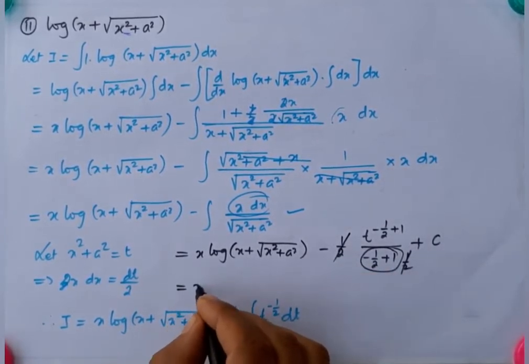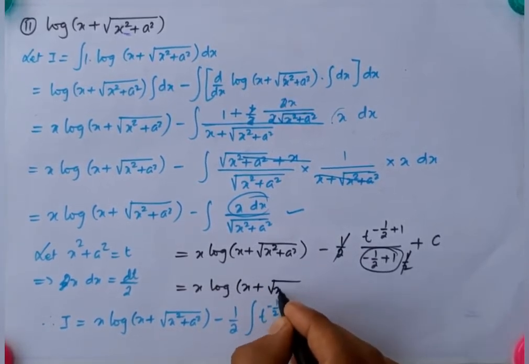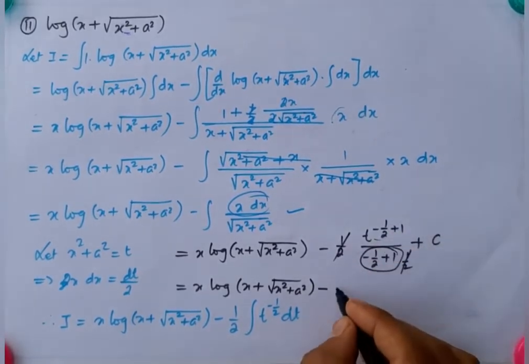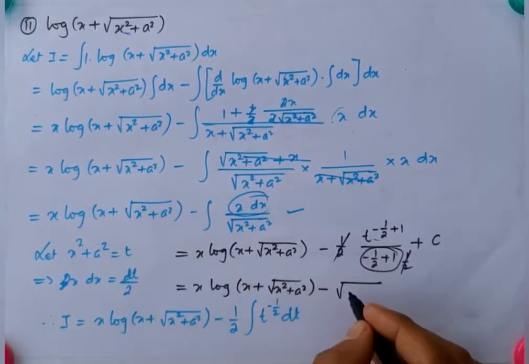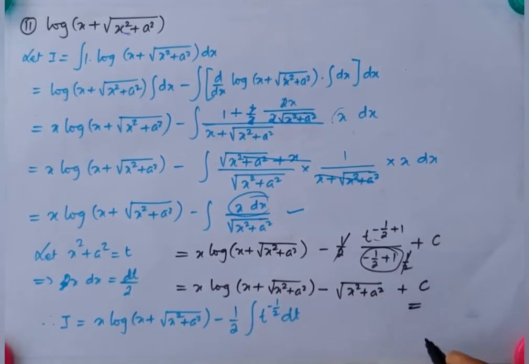So this is x log of x plus square root of x square plus a square minus, now t to the power half is square root of t, and what is t? t is x square plus a square. We'll put a constant of integration. So you just pause the video and note it down.